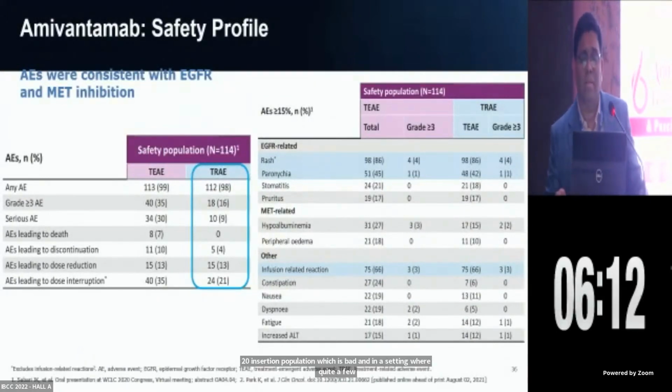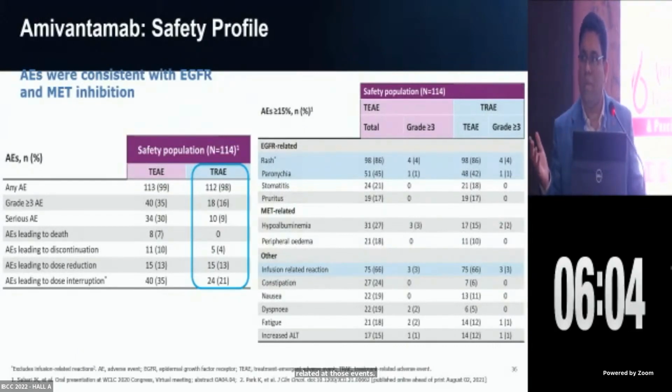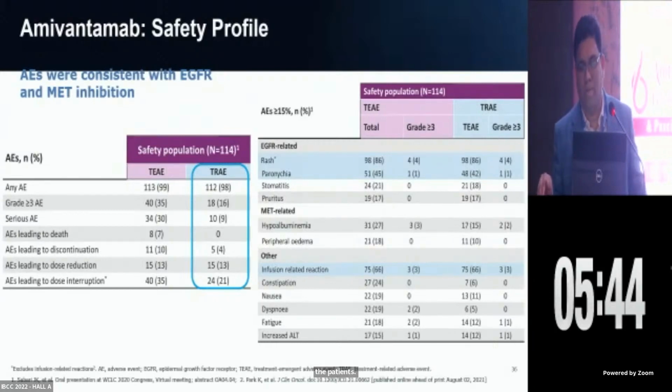And if you look at this TRAE, which is treatment-related adverse events, TEAE is treatment emergent adverse event, which means that when any adverse event comes, the PI needs to decide whether this was because of the therapy or not. So we would focus on TRAE, the treatment-related adverse events. You could see that grade 3 AEs were 16%, but discontinuation because of AEs was seen in only 4% of the patients. Yes, there were dose reductions required in another 10% of the patients.